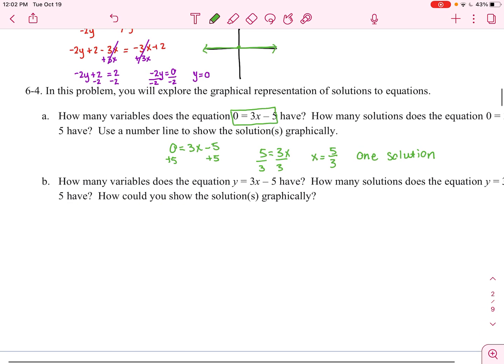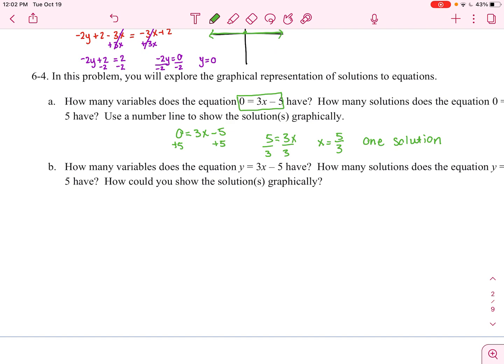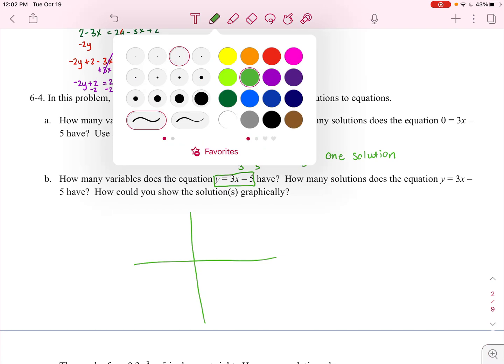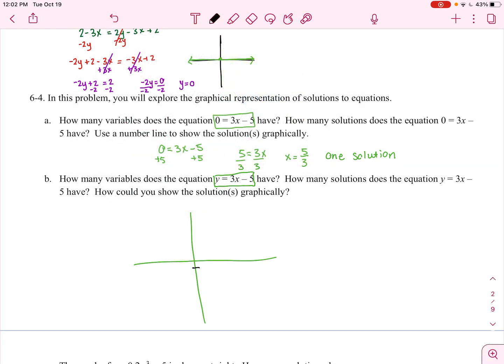But what if instead of setting 3x minus 5 equal to 0, we set it equal to y? Well, this is an equation of a line. We know that the y-intercept is negative 5: 1, 2, 3, 4, 5. So that's where we start. And then we know our slope is 3. We can say 3 over 1. So we can go up 3, 1, 2, 3, over 1. Draw a line here. This goes on forever.